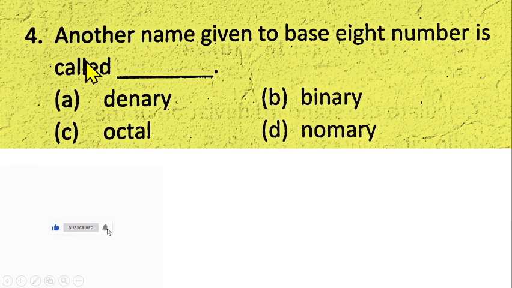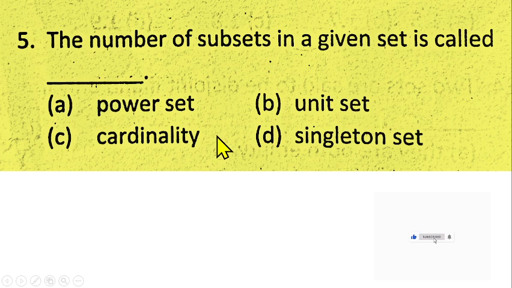Question number 4 is from number base. In this case, another name given to base 8 is octal. So octal is base 8. Option C is the correct answer for question number 4. Question number 5 is from sets. The number of subsets in a given set is called the power set, which is option A. So the number of subsets in a given set is called the power set.